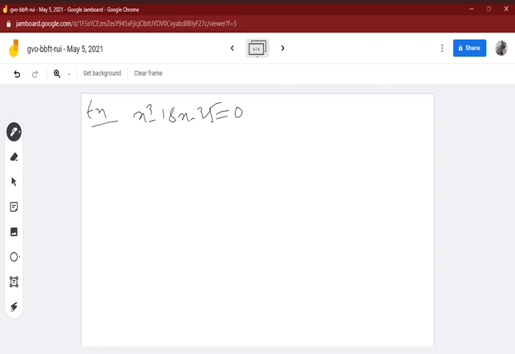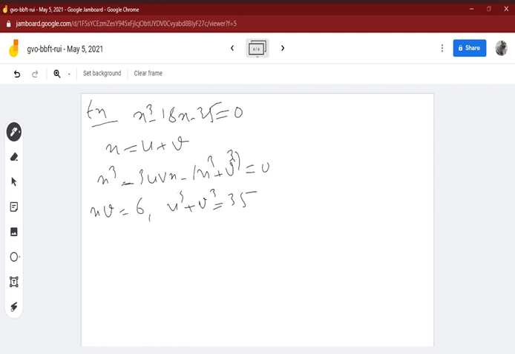So let us write x is equal to u plus v, then x cube minus 3uvx minus (u cube plus v cube) is equal to 0. Comparing with the given equation, we get uv is equal to 6 and u cube plus v cube is equal to 35. So this is what we got after the comparison. So what is u? u is equal to half of minus z.